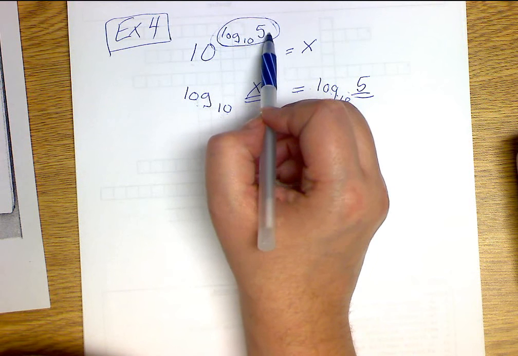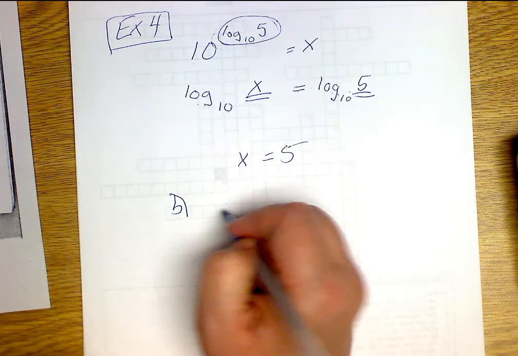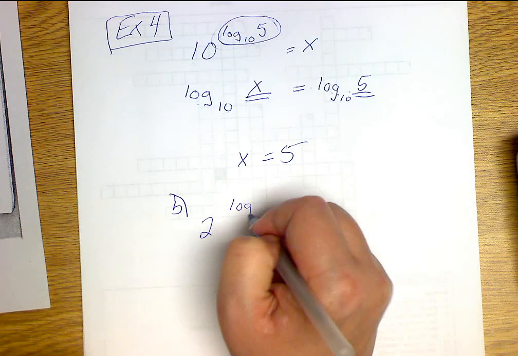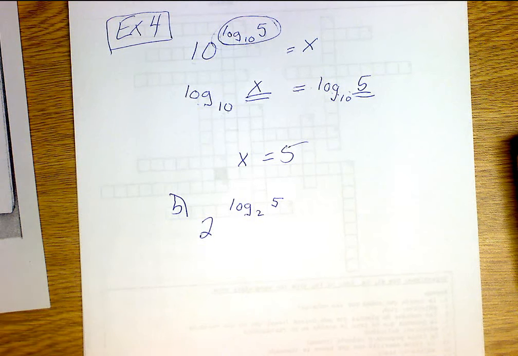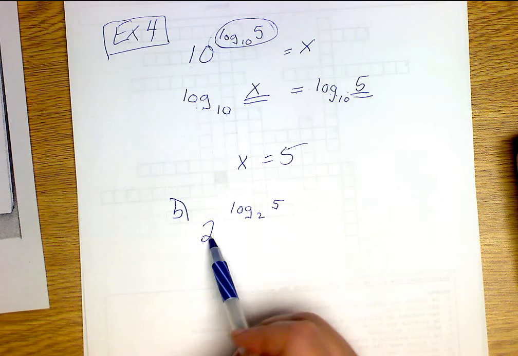So if I had 2 to the log base 2 of 5, the answer is going to be 5.